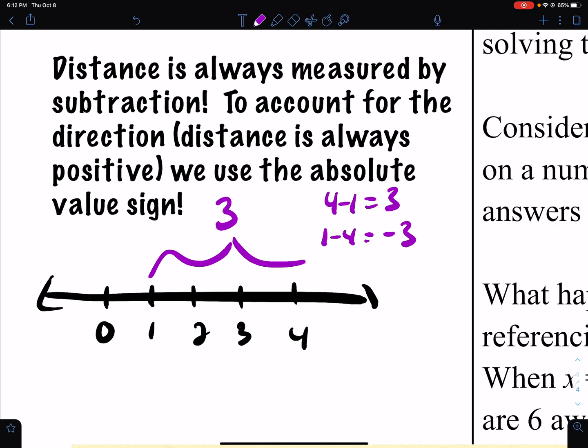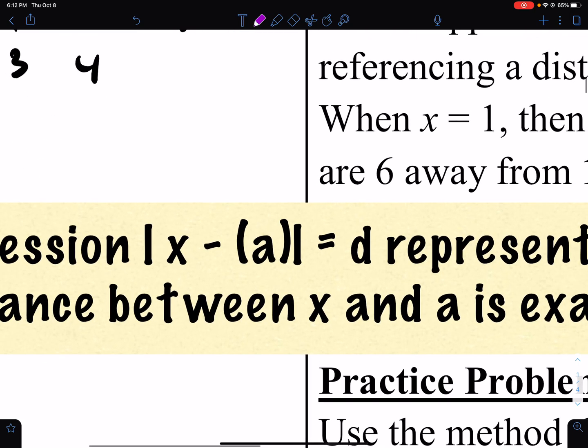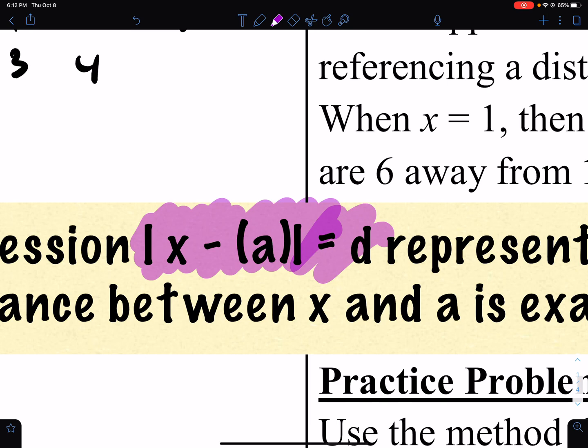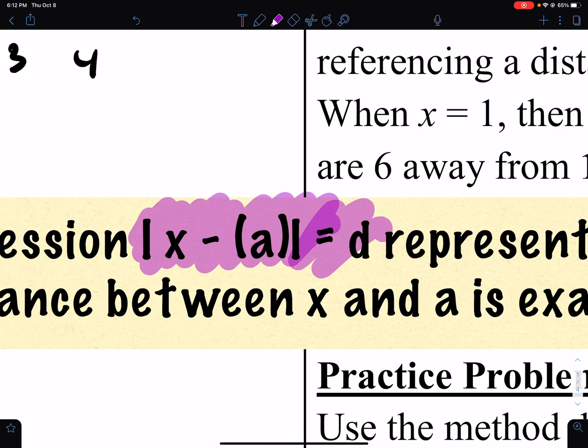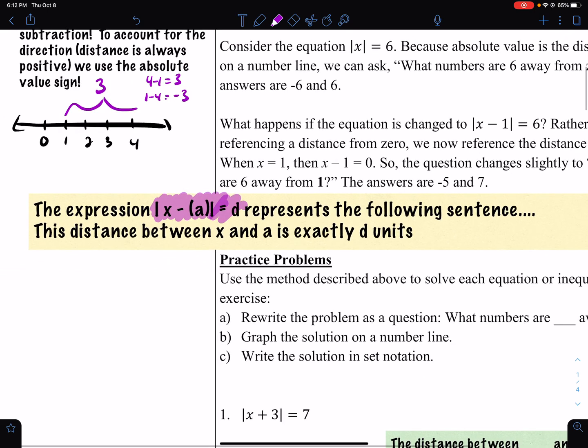What we start to interpret distance as on the number line, or I should say the sign on the number line, is what direction we're traveling. But to account for that, we just use absolute value to measure distance. So our foundational understanding today is this. The absolute value of x minus a number is equal to d is always represented by a sentence. And you can see that sentence there: the distance between this thing and this thing is exactly d units.